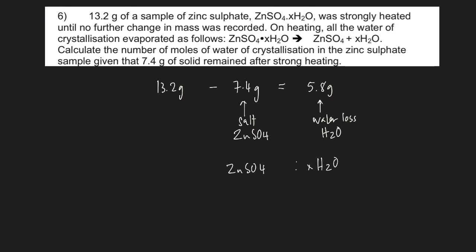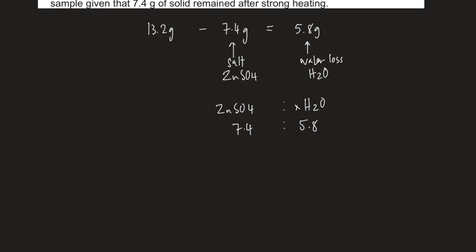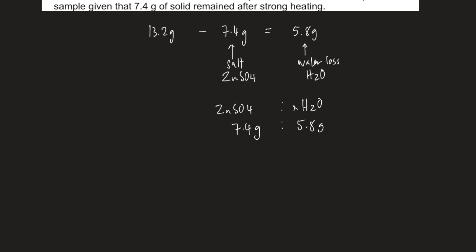We don't know what the X is. And we've got 7.4 is to 5.8. Okay, so this is in grams. We want it in moles. Okay, so you're going to go n is equal to, and you always write this down because you're going to get marks for this. So you write it down once, you get the mark once.